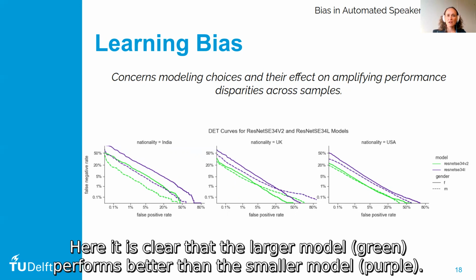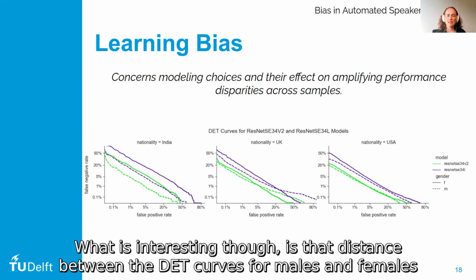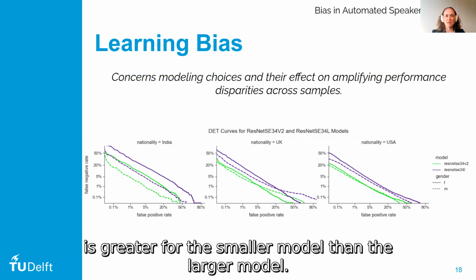Here it is clear that the larger model in green performs better than the smaller model in purple. What is interesting, though, is that the distance between the DET curves for males and females is greater for the smaller model than the larger model.